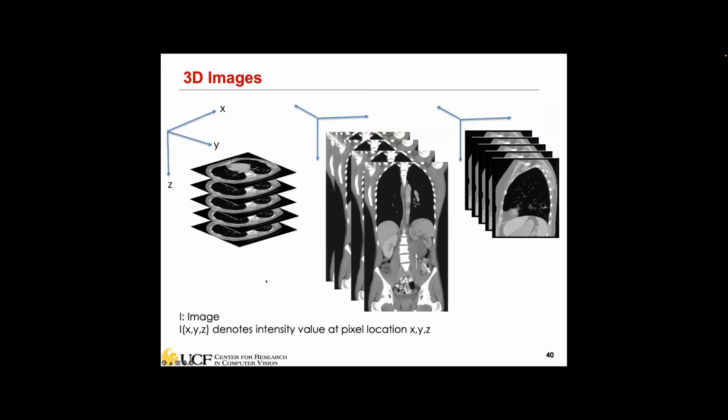So for this CT scan, these 3D volumes, we have these multiple scans. This is the axial view, this is the sagittal view, this is the coronal view, and you can see multiple slices. And because of the nature of 3D, we use XYZ to locate a specific pixel location.